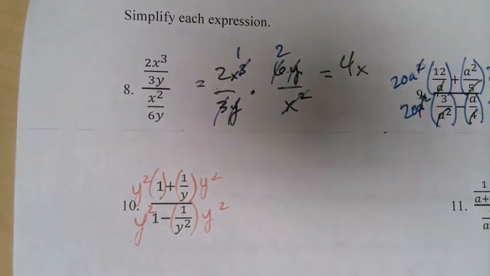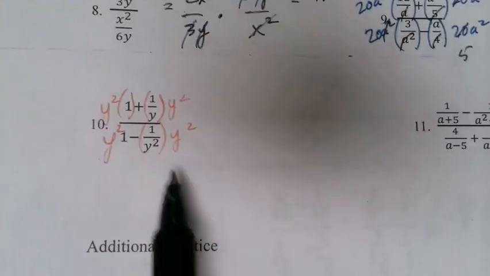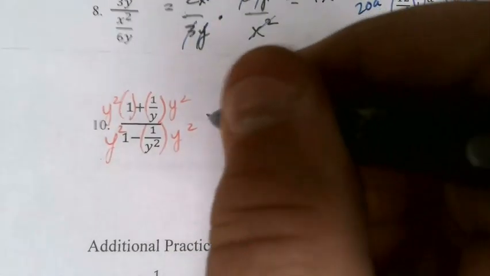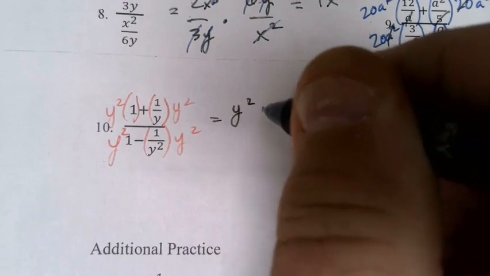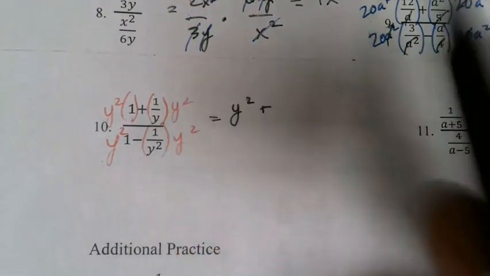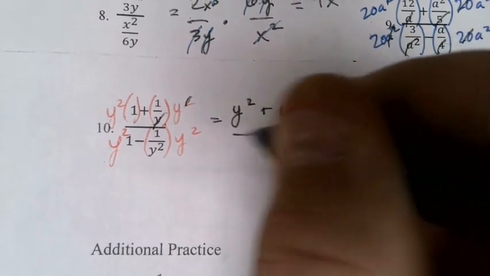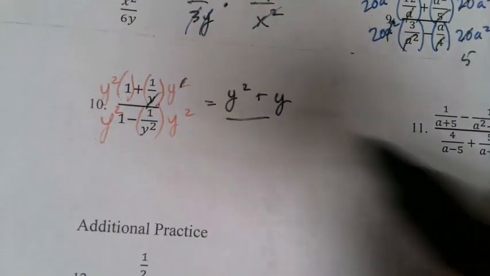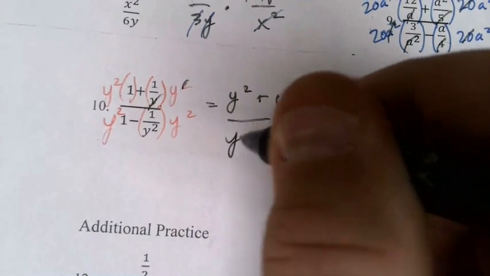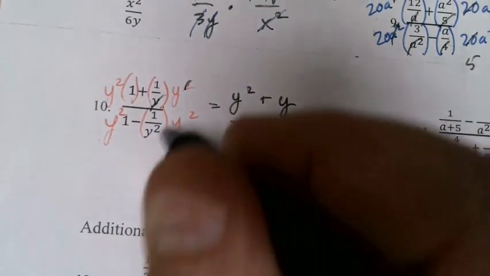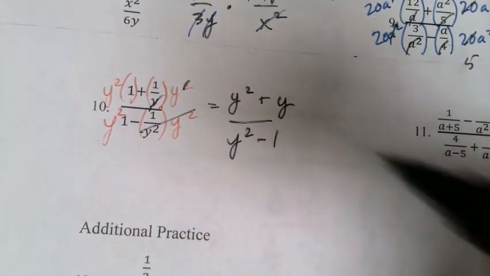So I end up getting 1 times y squared. That's y squared. Plus y squared. So this y cancels out one of those. So y squared plus y. And here, 1 times y squared, that's just y squared. Minus y squareds cancel, and I get 1.